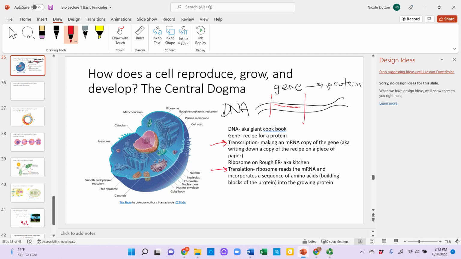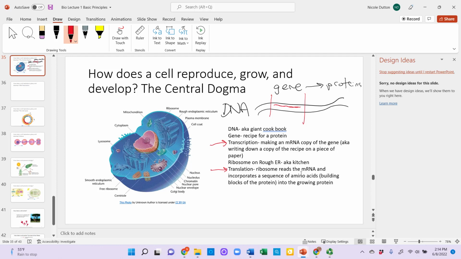So now that we've actually created the protein, what's going to happen next? The protein was created in this rough endoplasmic reticulum. The ribosome created it, and now it's inside here. It's going to travel to the Golgi apparatus, and it's going to be packaged and modified. Sometimes it's activated so that it can be functional, and then it's going to be transported to the cell surface to be released.